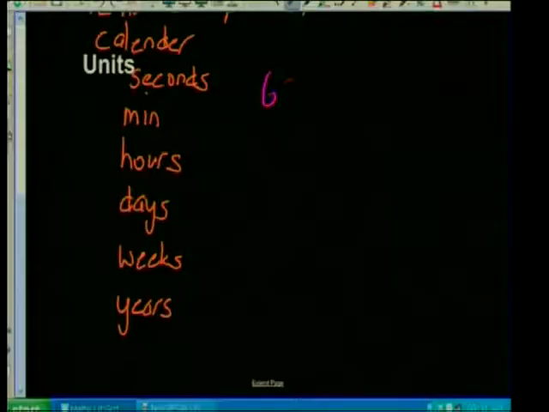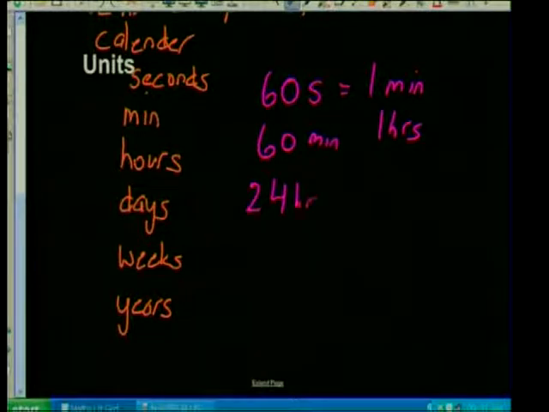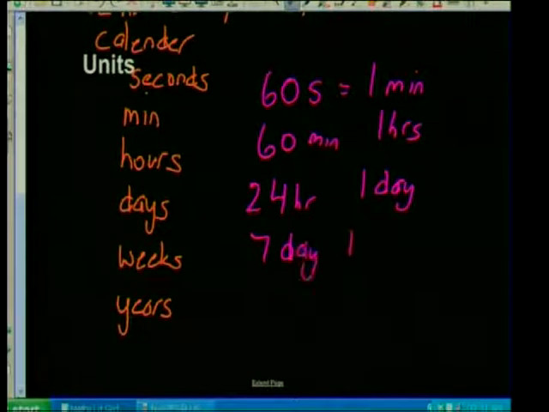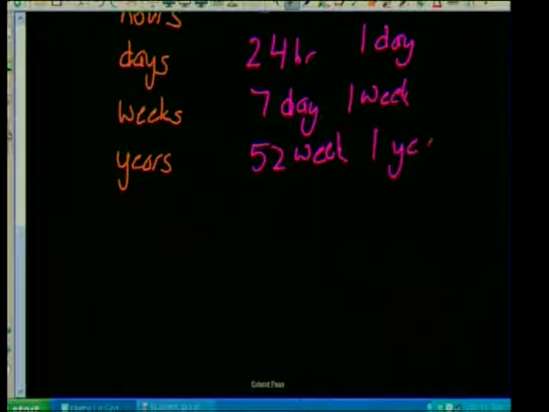So let's quickly do a recap like we did in the last session. We've got 60 seconds in 1 minute, 60 minutes in 1 hour. We've got 24 hours in 1 day. We've got 7 days in 1 week. And we've got 52 weeks in a year. And then finally we can carry on to how many years in a decade, how many years in a century. We can carry on, but these are all dealing with time. And the best thing is, let's go look at some questions.